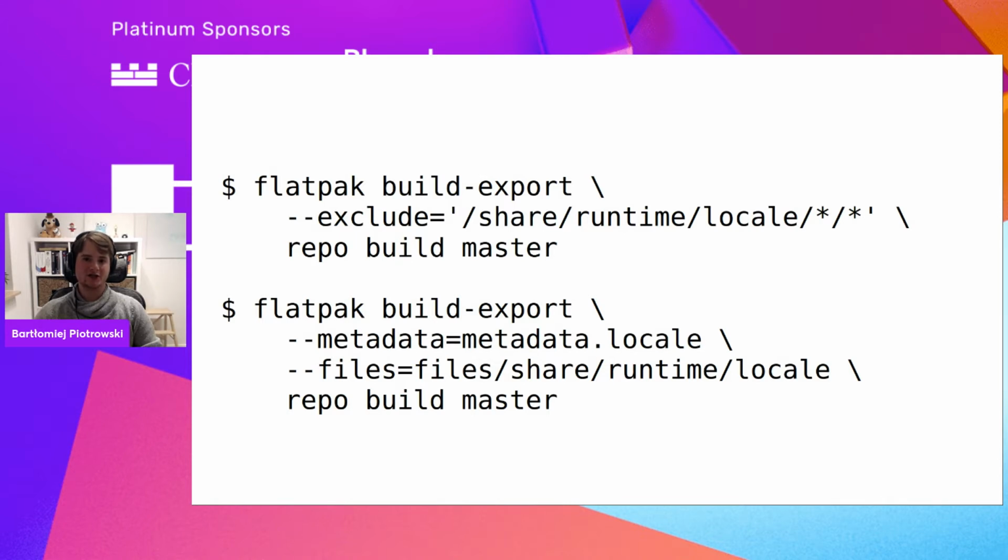As we are interested in splitting our fake locale extension, we need to be explicit which files should be included or excluded. In the first command, we exclude the locale files, as we don't want to ship them at all with the application itself. And in the second command, we are specifying the separate metadata file for locale, and files where locale stuff is included. And that's it. That will create another commit, which will include only the locale files.